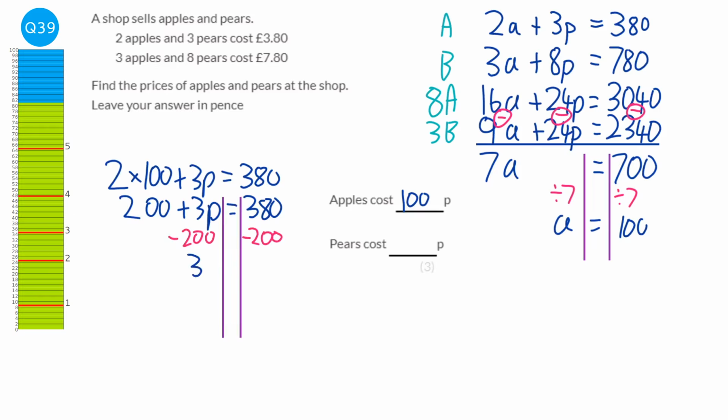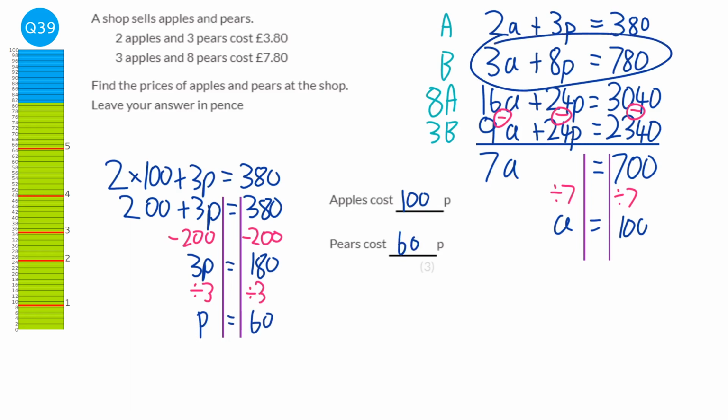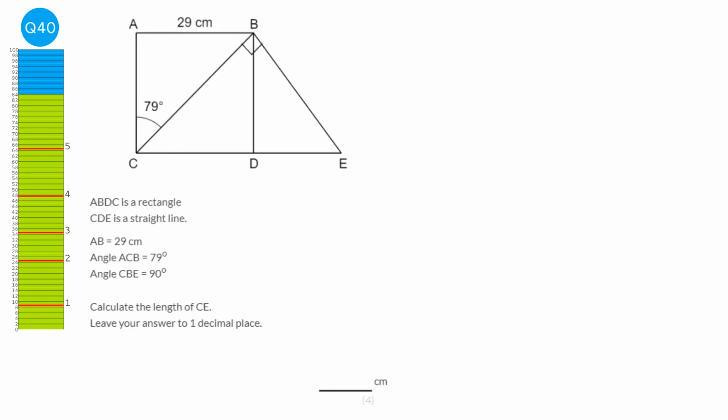So it's going to be 3p equals 180. And then we're just going to divide by 3 both sides, and we've got p equals 60. So a pear costs 60. Now we can check this by using the other equation there. So 3 times 100 is 300, plus 8 lots of 60 is going to be, what's that, 480? So it's going to be 780. So we know that we've got it right.